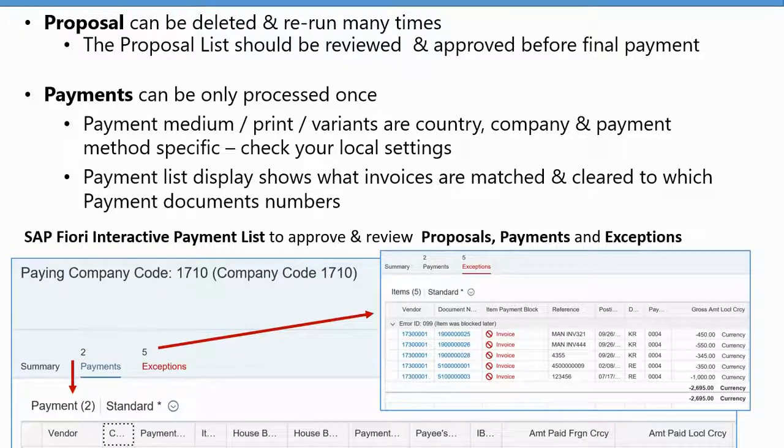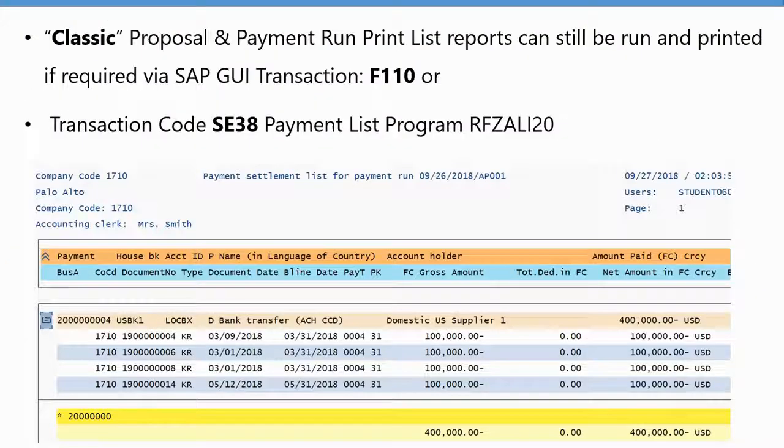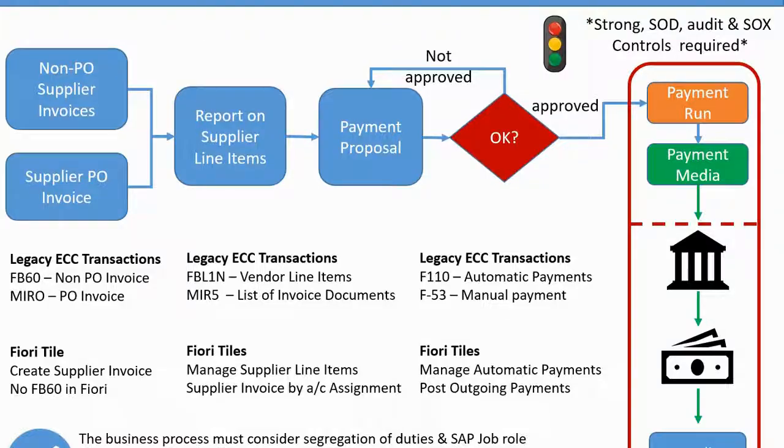So that's how you can enter and review payment runs. The classic proposal list view looks like this in ECC. It is still available, and you can still run and print it from the F110 transaction or this program with SE38, but it's much easier to see it dynamically on screen. But just to let you know, if you are used to this one in the old screens, it is still available.